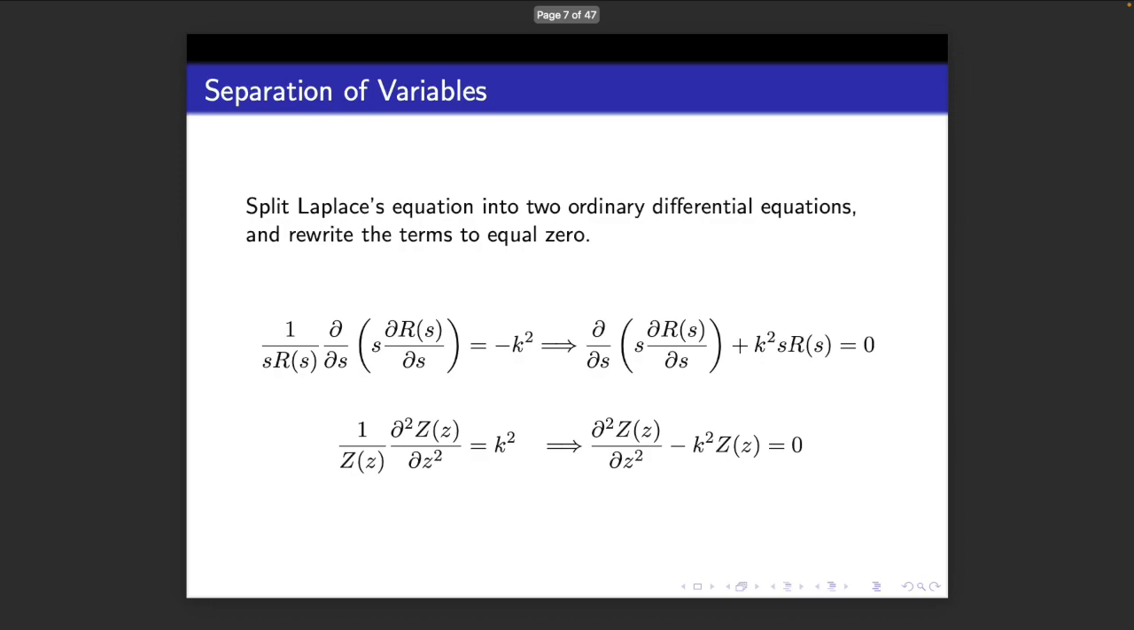We then split those up into two ordinary differential equations. So we say, okay, if they overall add to 0, we know that one must be equal and opposite to the other. So we set some arbitrary constant k, and we say this function is equal to the opposite of this function. We move k across, so both are solved for 0. And then we can solve these now ordinary differential equations for R of s and Z of z.